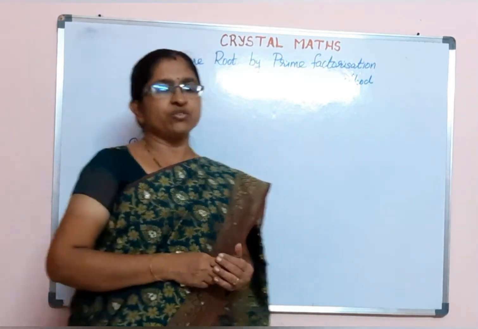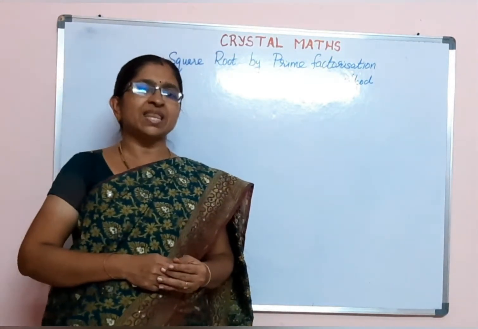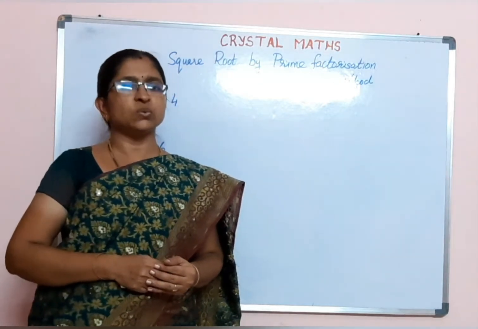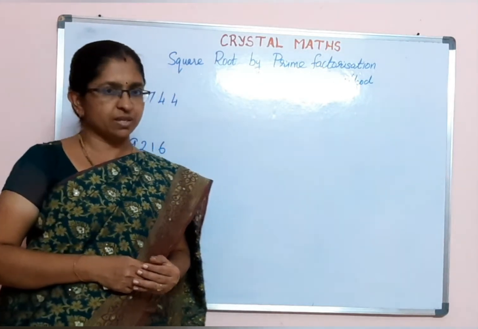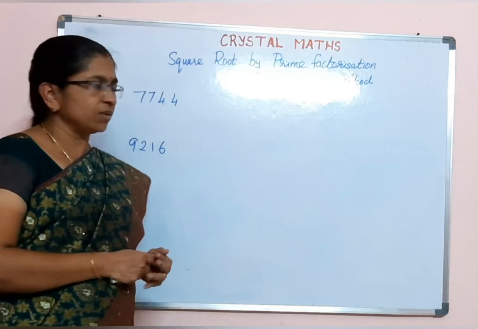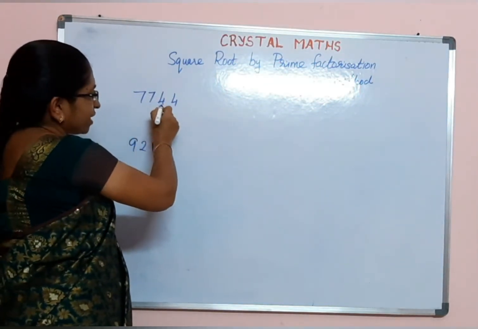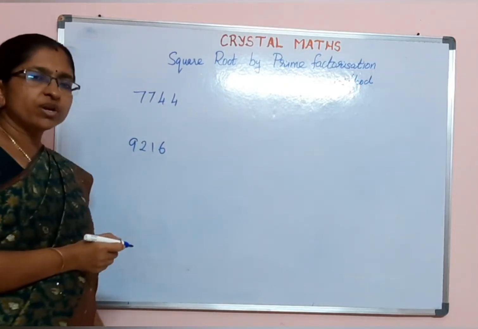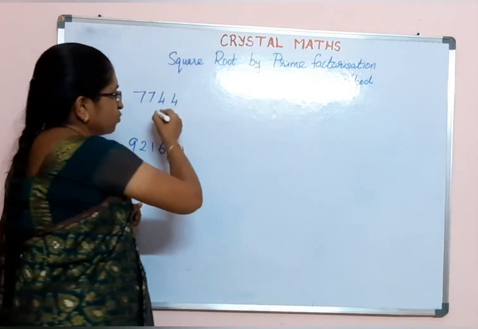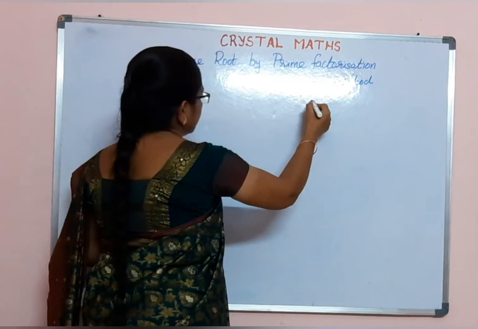Today we are going to see how to find the square root of any number using the prime factorization method. Let us see the problem. First one, 7744. To find the square root of this, we have to first factorize this number.